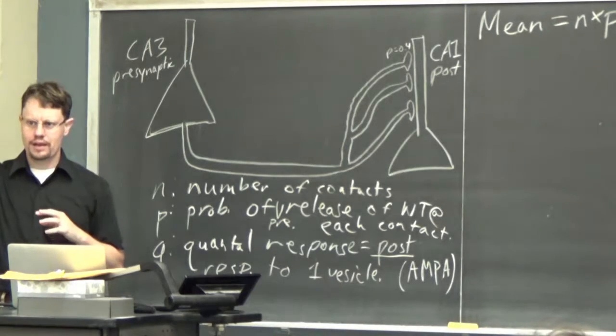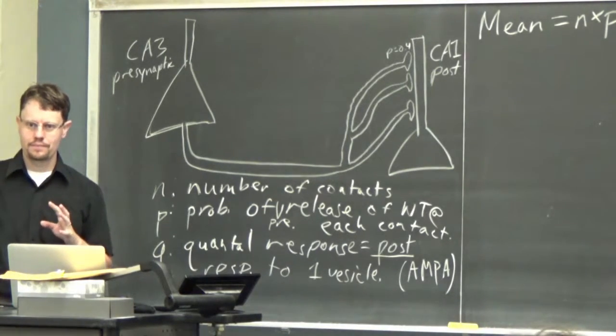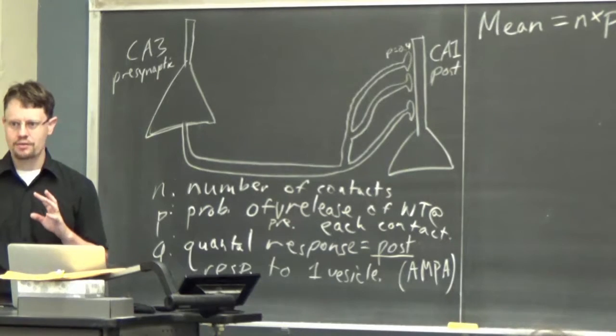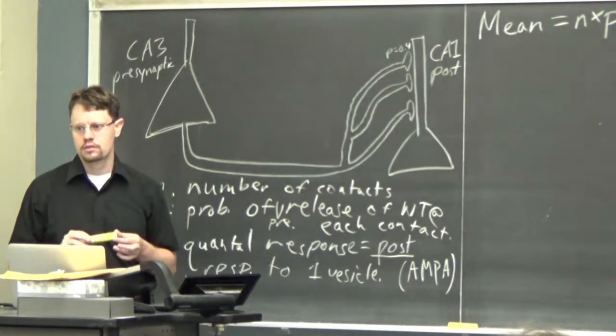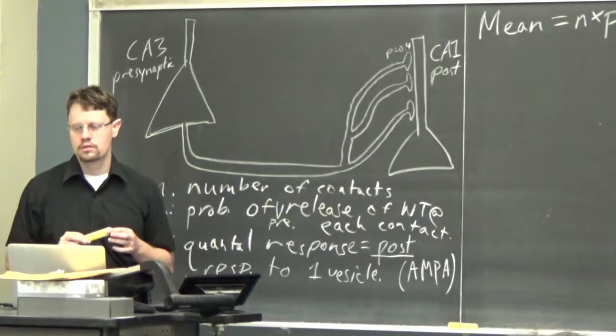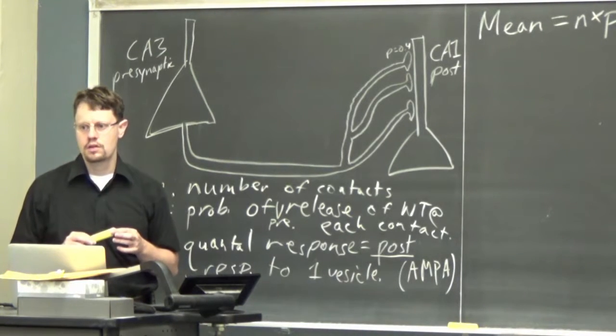What questions do people have about that? Does that kind of make sense? Are there things that seem a little bit counterintuitive about that? Sure, yeah. How was the number of AMPA receptors supposed to affect the averages?